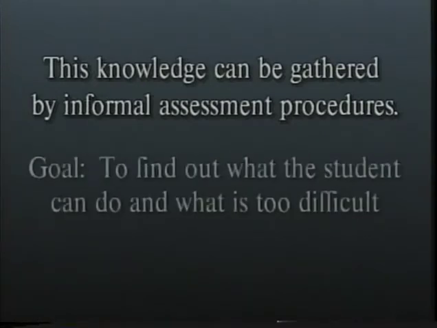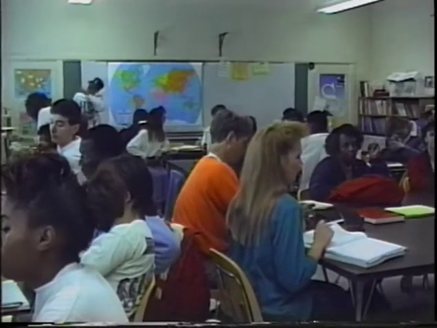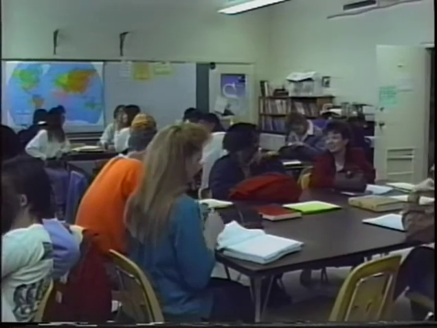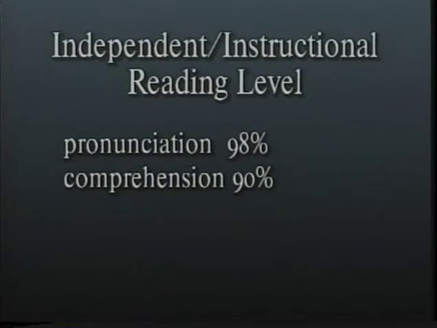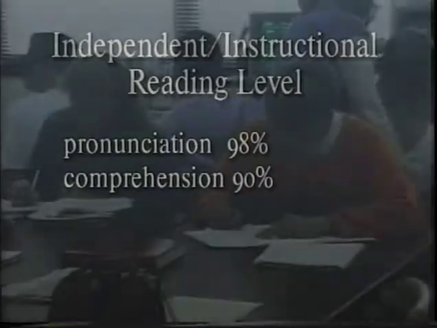This knowledge can be gathered by informal assessment procedures with the goal of finding out what the student can do and what is too difficult for the student at this time. This assessment procedure is important because students in a classroom this size must practice in materials on their independent to instructional level. In other words, students should work in materials where they pronounce at least 98% of the words correctly and comprehend no less than 90% of the material. Any student working in harder materials will be too dependent on others for help and will have more difficulty becoming an independent learner who is responsible for his own learning.